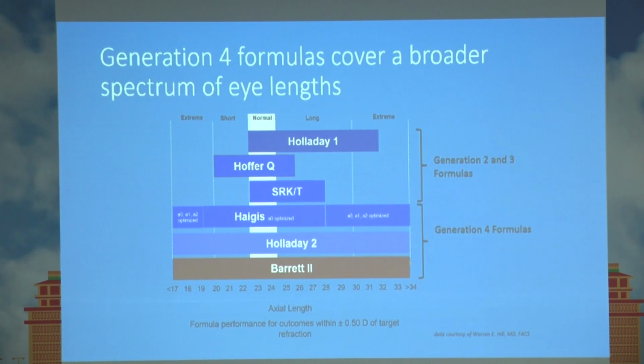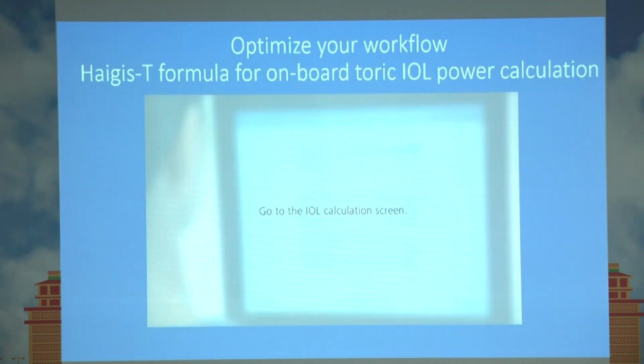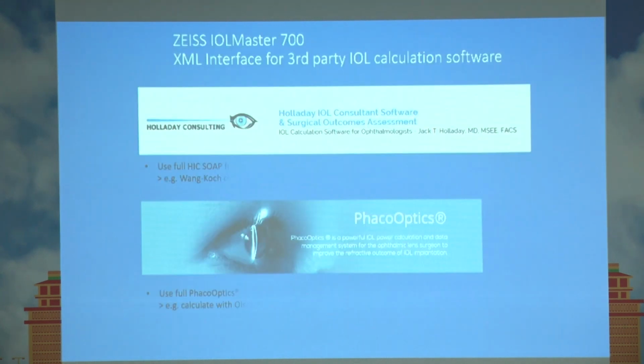And all the fourth generation formulas are also there in this, from Holladay 1, Hoffer Q, SRK/T, Haigis, Holladay 2, Barrett, all incorporated into this. One more thing is, it is also very good for the toric IOL power calculation. So this is about how exactly it does.